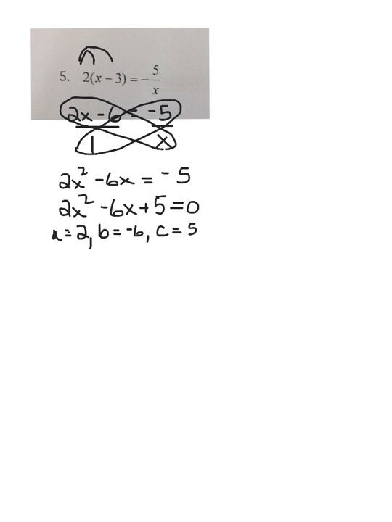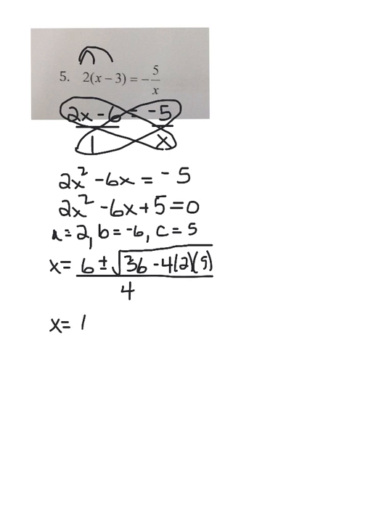All right, so we're going to do quadratic formula. X equals negative b, which will be positive 6, plus or minus the square root of b squared. Now b is negative 6. When you square that, that's a positive 36. Be careful. Not a negative 36, a positive 36. Minus 4 times 2 times 5. And that whole right side is going to be over 2 times a, which is 2 times 2. So that's 4.